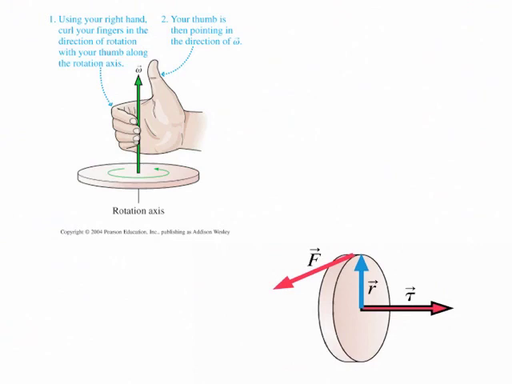I curl my fingers counterclockwise, my thumb points out in the direction of the changed omega, the direction of the changed rotation, a counterclockwise change in rotation, therefore a counterclockwise alpha and a counterclockwise torque. This is a vector product.